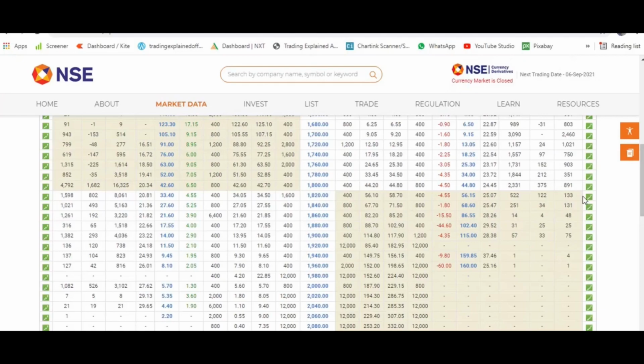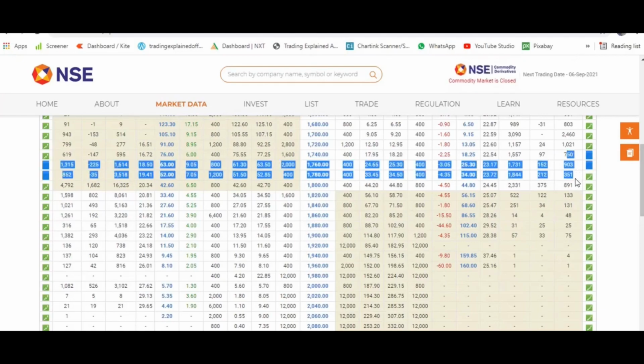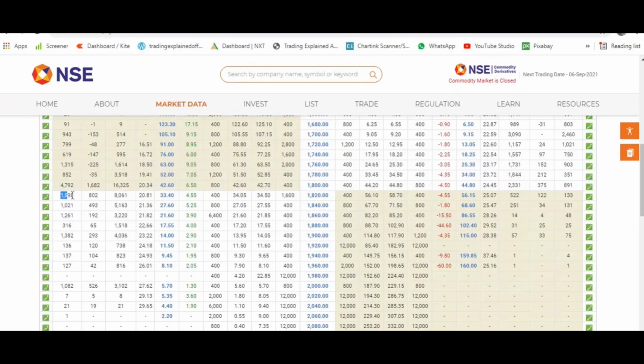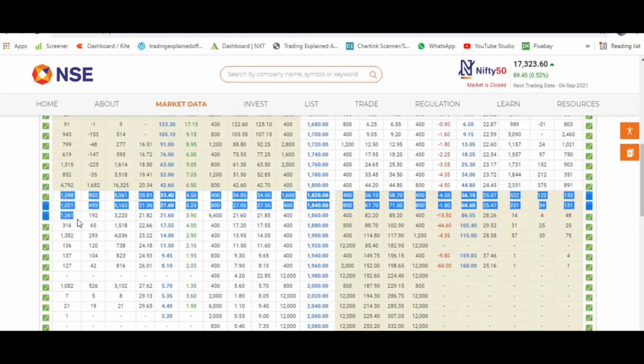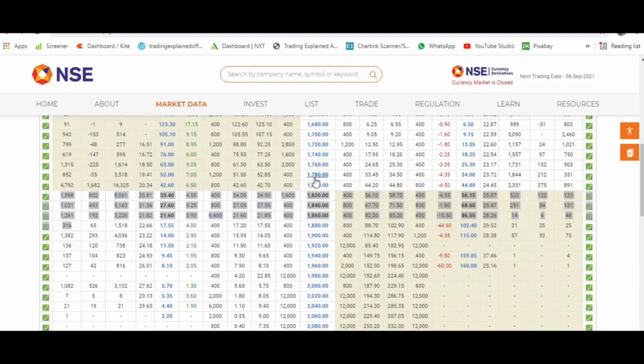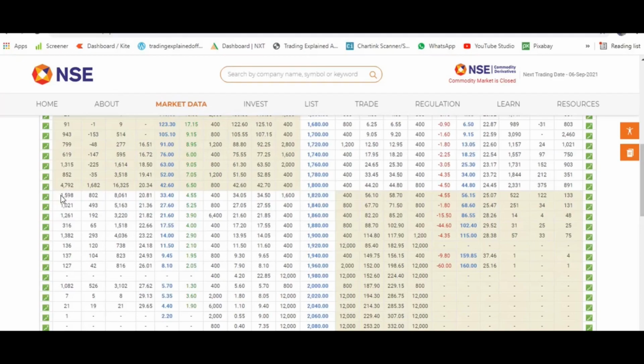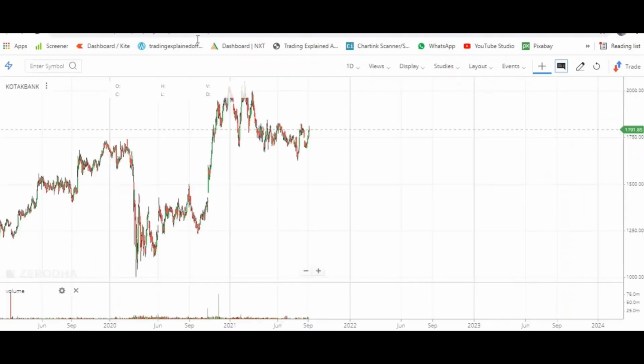So let's see where the OI is. 891, 351, 903, 750. Not one four-digit number. On the other side, 1598, 1021, 1261, all of those are four-digit numbers. So it is clearly indicating that there is higher interest in calls. If you see this in the money call, it is just 4,792. Huge, whopping interest in out of the money, in the money and at the money calls for Kotak Bank. Are these buyers or sellers? Let's understand by having a look at the chart.